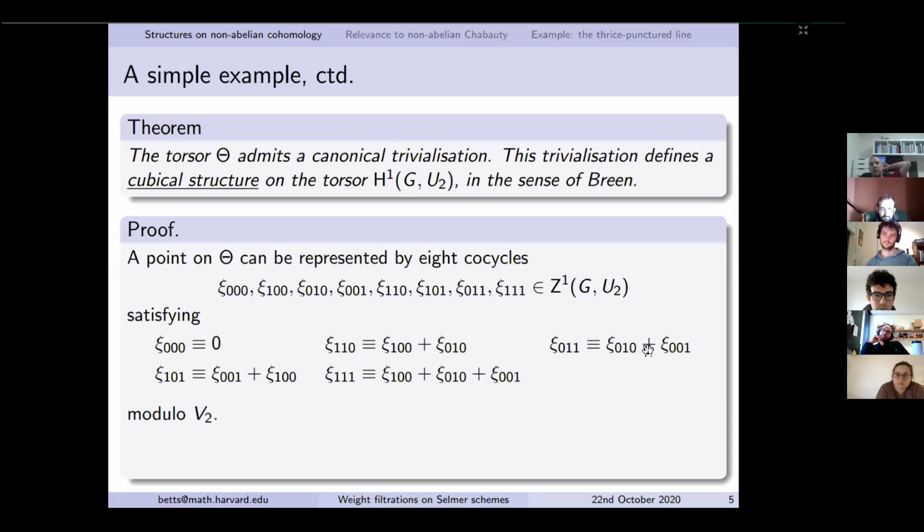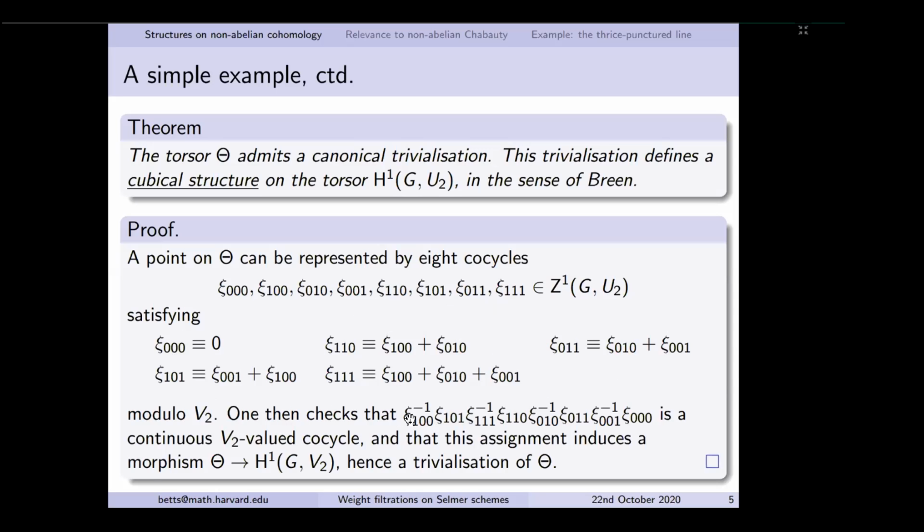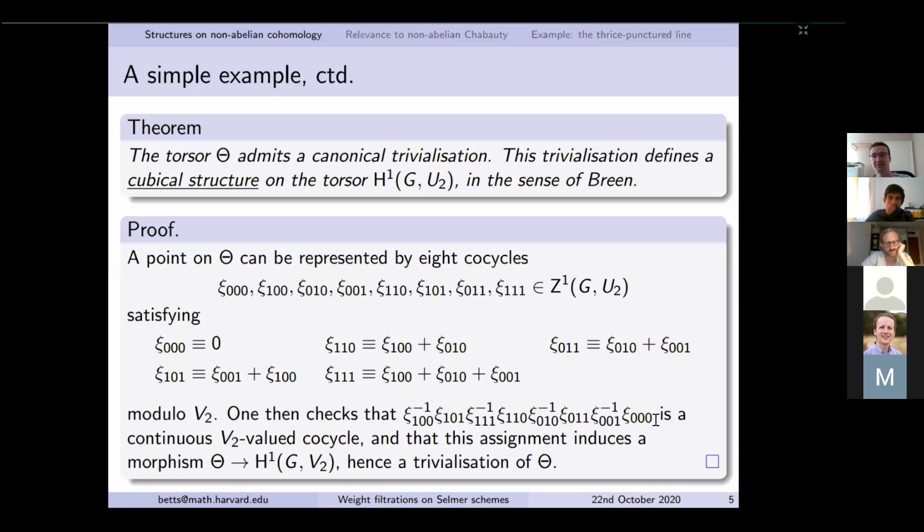Once you have such an 8-tuple of cocycles, you can check that the following alternating product, if you do it in this order, gives you a continuous V2-valued cocycle. So we've described a map from 8-tuples of U2-valued cocycles satisfying these conditions to V2-valued cocycles. And you can check rather painstakingly that this construction gives you a morphism from this theta torsor to H1 of G and V2, and it turns out that this is giving you a trivialization of this torsor. This is the other projection of that trivial torsor. Then you also need to check it gives you a cubical structure. There's lots of stuff to check that I'm hiding, but this is this alternating product.